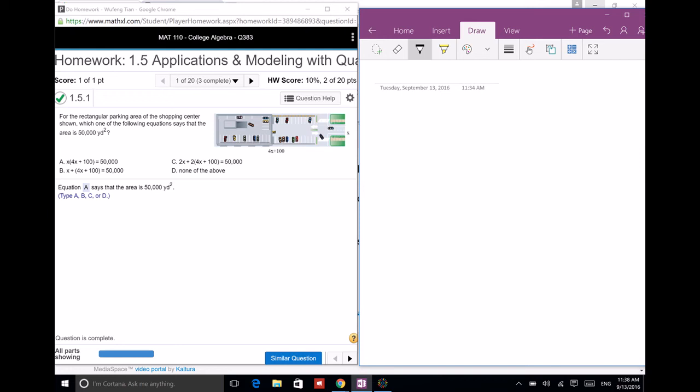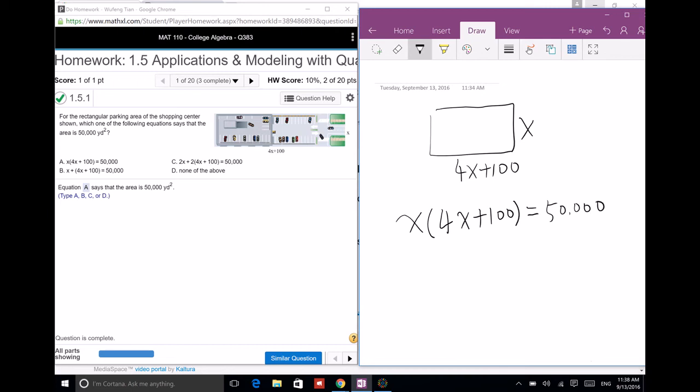So 1.5, the first question: the rectangular parking area of a shopping center shown will have this rectangular shape, and it tells you the area is 50,000. So basically, first you need to set up the model. The length is 4x plus 100 and the width is x. The area of the rectangle is x times 4x plus 100. So you can set up the model as x times 4x plus 100 equals, and the area is 50,000.